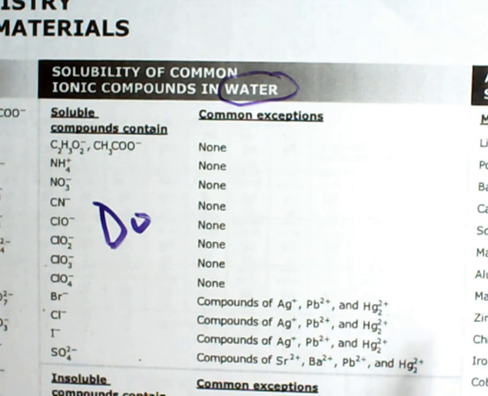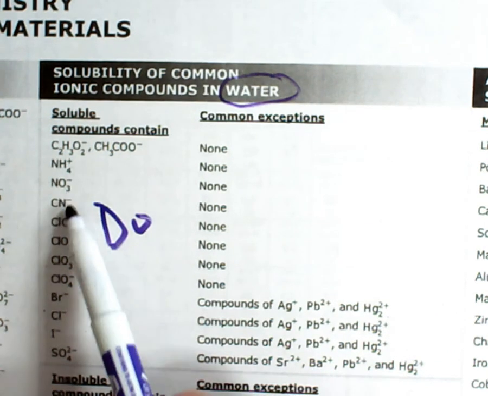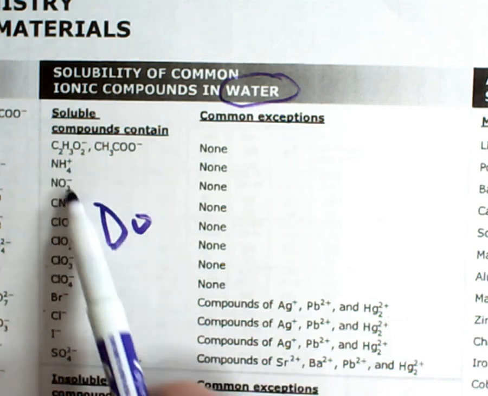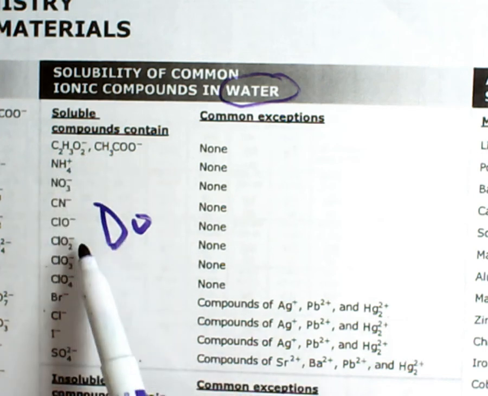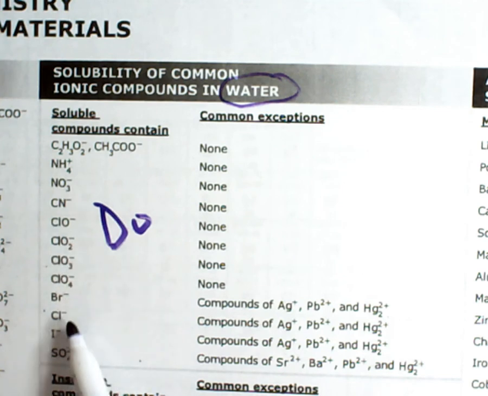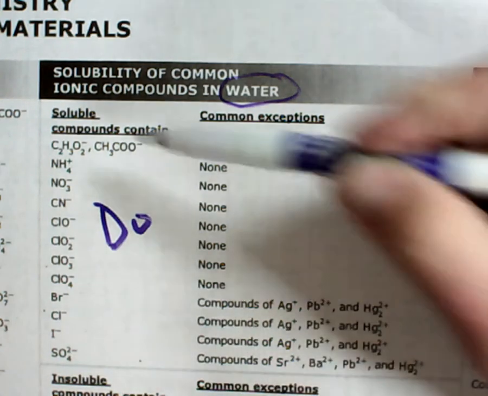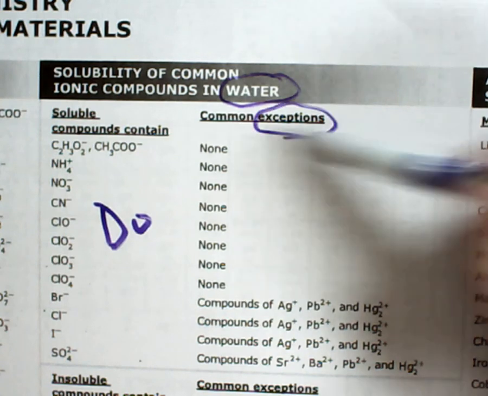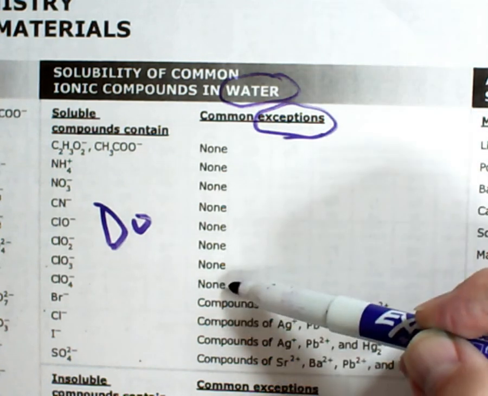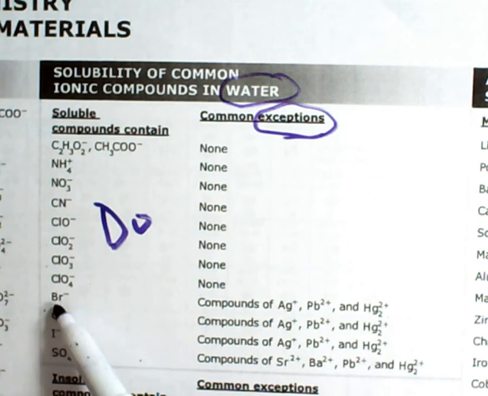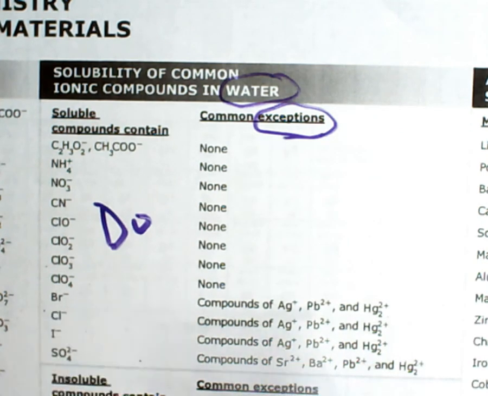Soluble in water. All of these things dissolve in water. Acetate, ammonium, nitrate, cyanide, perchlorate, all these bromine, chlorine, iodine, sulfate. They all dissolve in water. All acetates, no exceptions. Notice it says exceptions here. No exceptions for any of these. The only exceptions: all bromides dissolve in water except silver bromide, lead bromide, mercury bromide. All chlorides dissolve in water except for silver chloride, lead chloride, mercury chloride. And you can see for iodine and sulfur also.